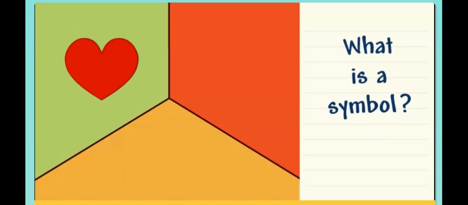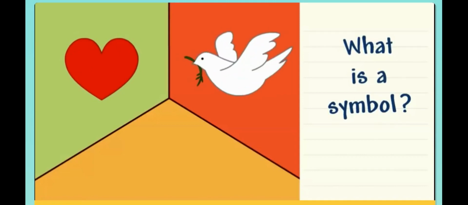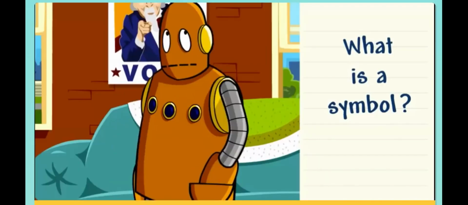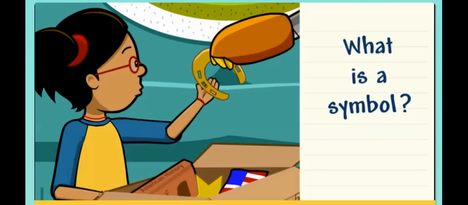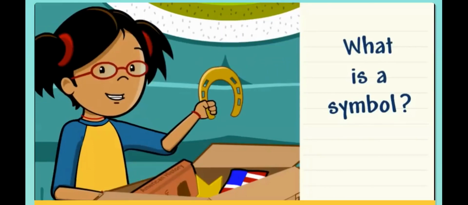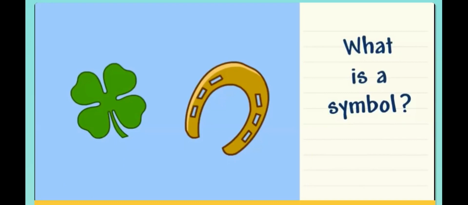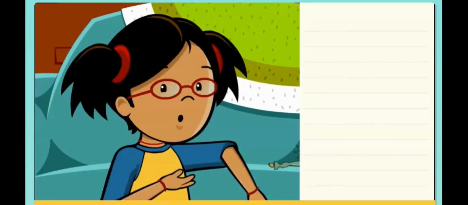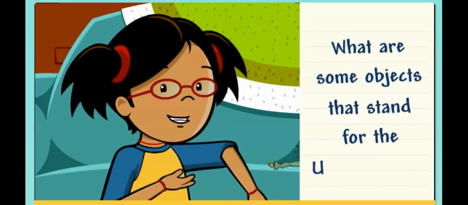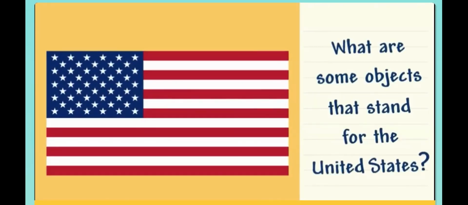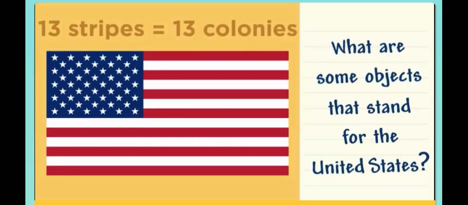Well, a heart is a symbol of love, and a dove is a symbol of peace, and a four-leaf clover stands for good luck. Oh, right. A horseshoe also stands for good luck. Different symbols can stand for the same thing. What are some objects that stand for the United States? The American flag is a symbol of the whole country. It has 50 stars, which stand for the 50 states. And there are 13 stripes, which stand for the 13 colonies that became the first states.